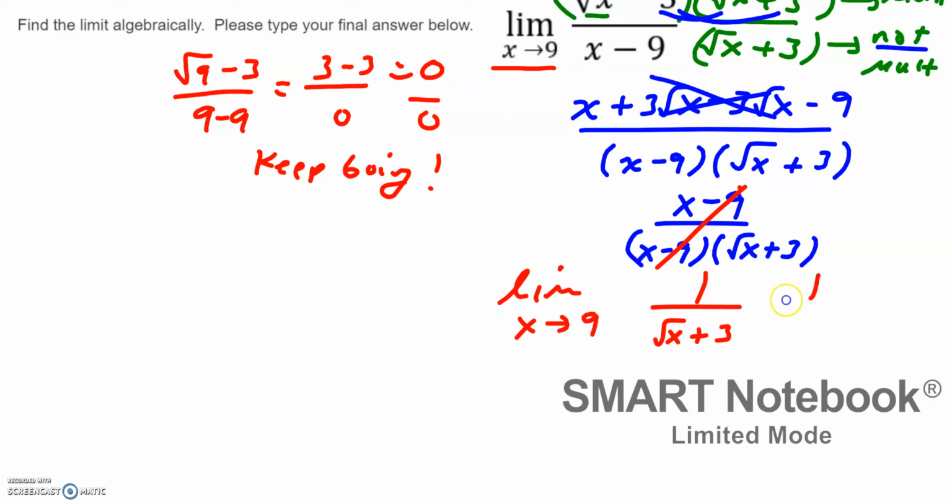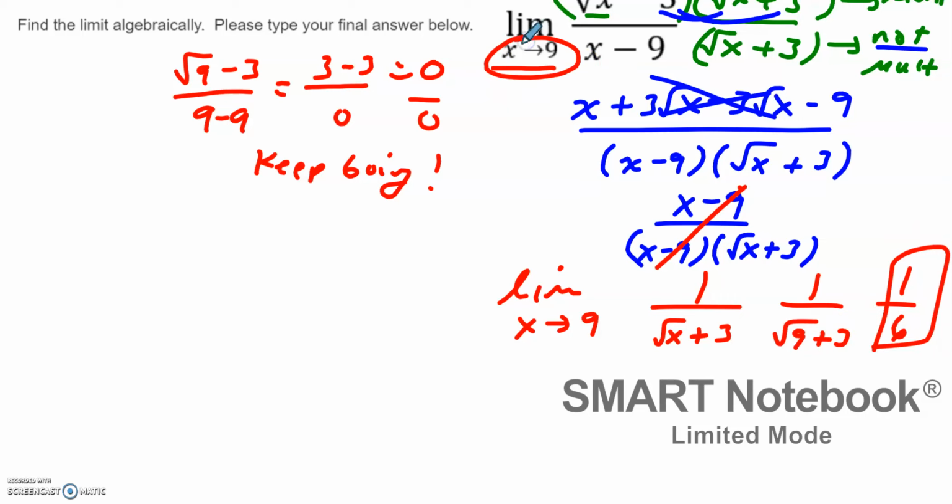Now that you have a more reduced version, let's plug 9 in now. And if we do that, we get the final answer of 1/6. So as we are approaching 9 on the graph, the y value that we are approaching is 1/6.